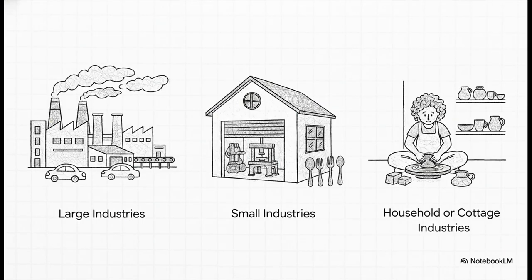And the answer is a big yes, absolutely. As Harish's father explained to him, manufacturing happens at all different scales. You have large industries making things like cars, you have small industries making things like utensils, and you have household or cottage industries where artisans make things like diyas. It's all manufacturing because it involves turning a raw material, in this case clay, into a more valuable finished product.